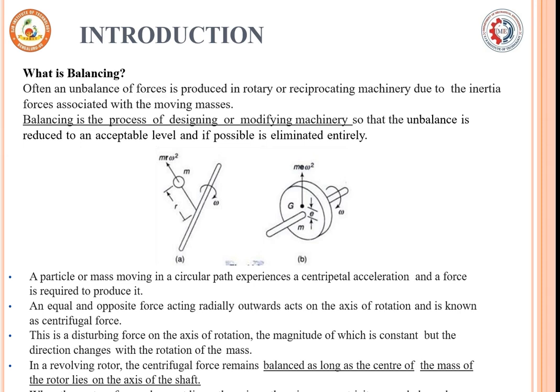The disturbing force on the axis of rotation has a magnitude which is constant, but the direction changes with the rotation of the masses. In a revolving rotor, the centrifugal force remains balanced as long as the center of mass of the rotor lies along the axis of the shaft.